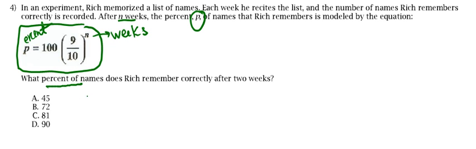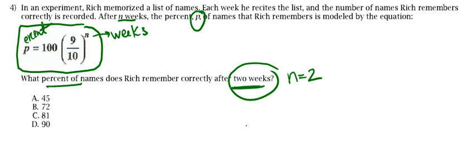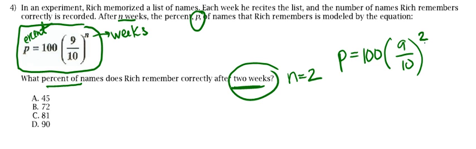What percent, we're going to be finding P, of names does Rich remember after 2 weeks? What's my N going to be? Look, 2 weeks. My N is going to be 2. So you are going to plug 2 in for N in this equation and solve for P. You are going to solve the equation P equals 100 times (9/10) to the second power.